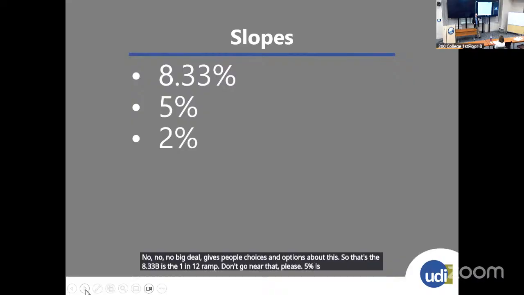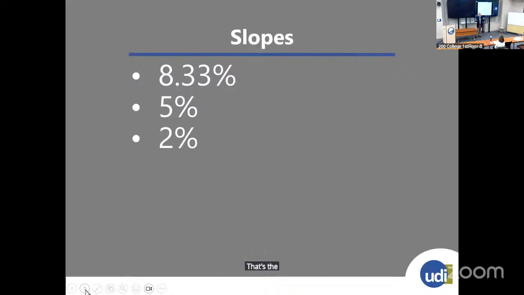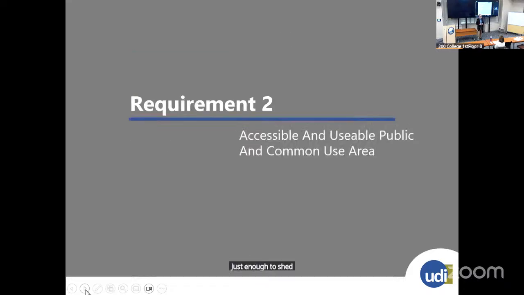5% is the running slope of walkways. Don't go near that. 2% you can't do much with. You're kind of tied in there because there's not a whole lot of variability. That's the cross slopes on ramps, on walkways, parking at landings, just enough to shed water. So that's requirement 1.